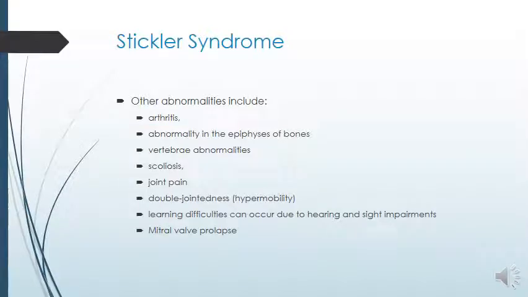In looking at some of the other abnormalities in Stickler syndrome, these include arthritis, abnormality in the epiphyses of the bones, vertebral abnormalities, scoliosis, joint pain, and double jointedness, which is hypermobility. These are all problems that can occur in the bones and joints. Learning difficulties can also occur because of hearing and sight impairment. And also, there are some children that have mitral valve prolapse.